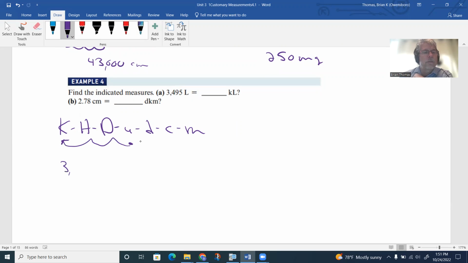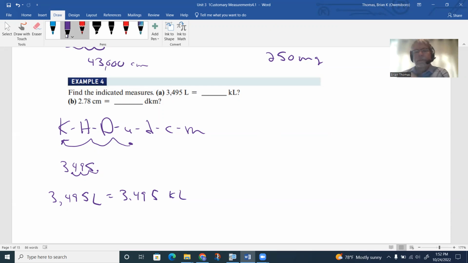So if I have this 3,495, I'm actually going to not use the comma. It gets confusing. Leave the comma out. So my decimal's here at the end, and I have to move the decimal 3 places to the left. 1, 2, 3. So it becomes then 3,495 liters is the same thing as 3.495 kiloliters. Because remember, kiloliters is 1,000 liters. So I only need a few of those to get up to that spot.